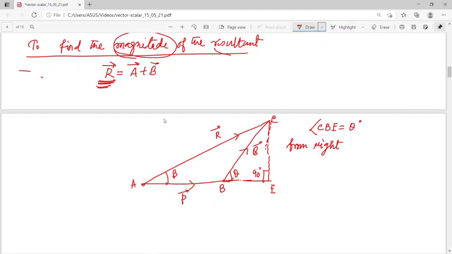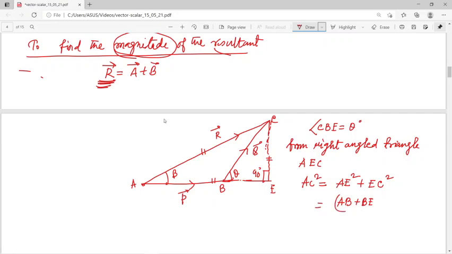So we have to derive the formula. From this right angle triangle AEC, if we consider this particular triangle, the hypotenuse AC squared can be written as AE squared plus EC squared. And AE can be broken into two parts, one is AB and one is BE. So AC squared equals (AB plus BE) whole squared plus EC squared.